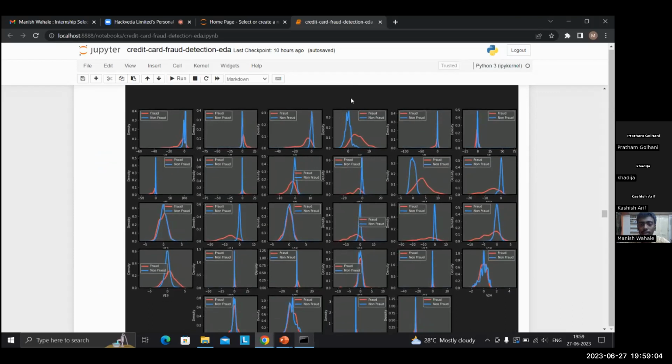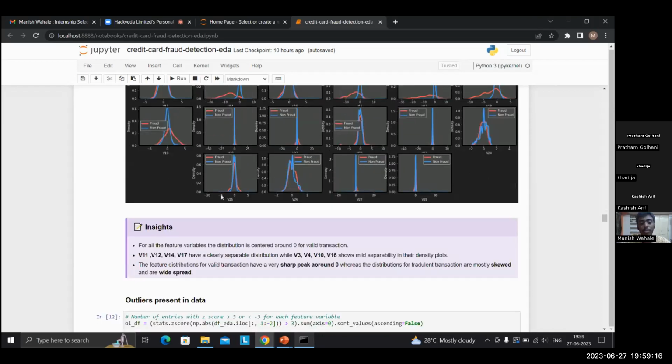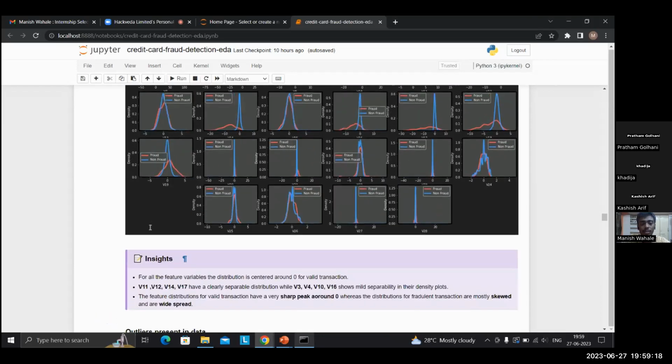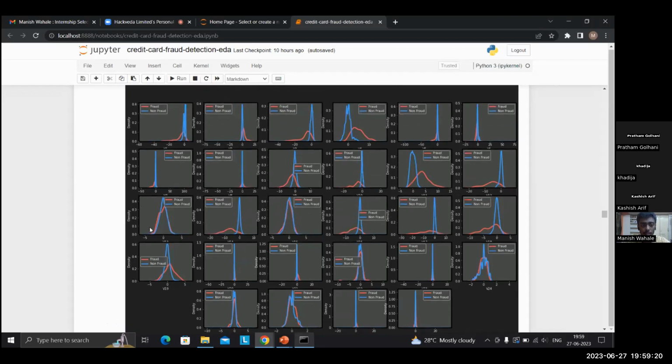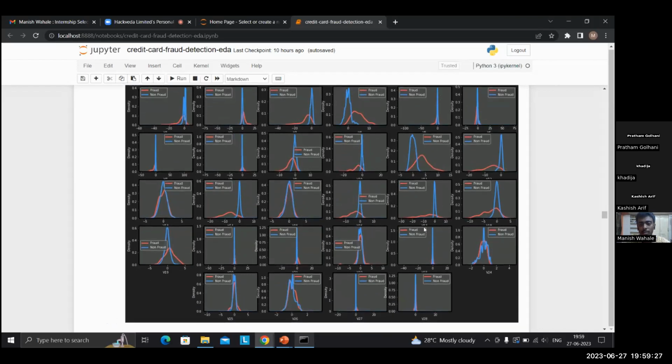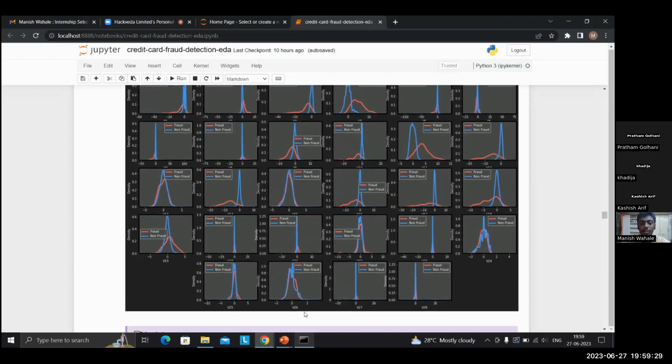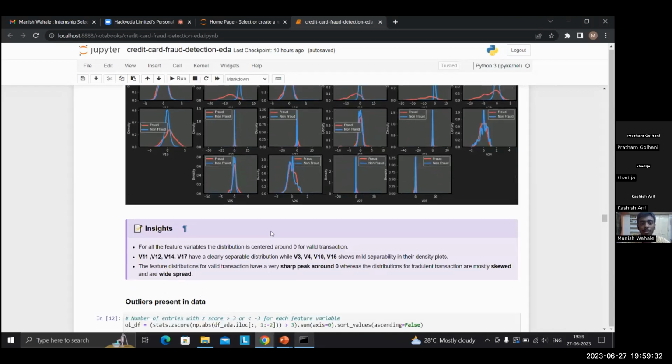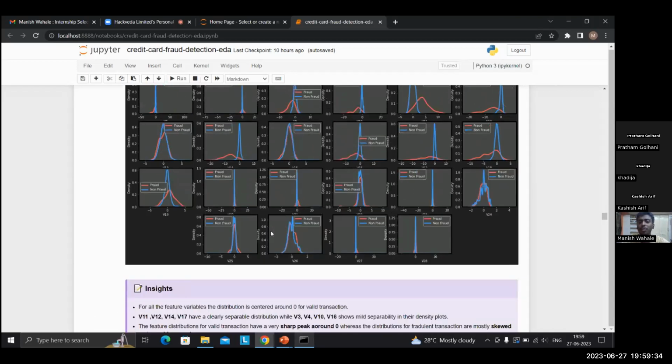So I have plotted a density curve for each feature for fraudulent and non-fraudulent transactions. The red lines are for the frauds and blue lines are for the non-frauds. The insight from this graph is that for the non-frauds, there is always a peak at 0. You can see here that all the peaks are centered at 0 for non-fraud transactions. So there is a very clear-cut uniform normal distribution here.